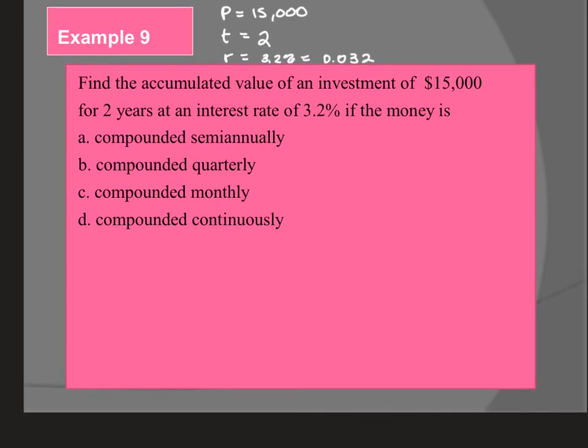So for A, what's N? Semi-annually is? Twice a year. So P(1 plus R over N) to the NT is 15,000 times 1 plus 0.032 over N, which is 2, to the N, which is 2, times T, which is 2.